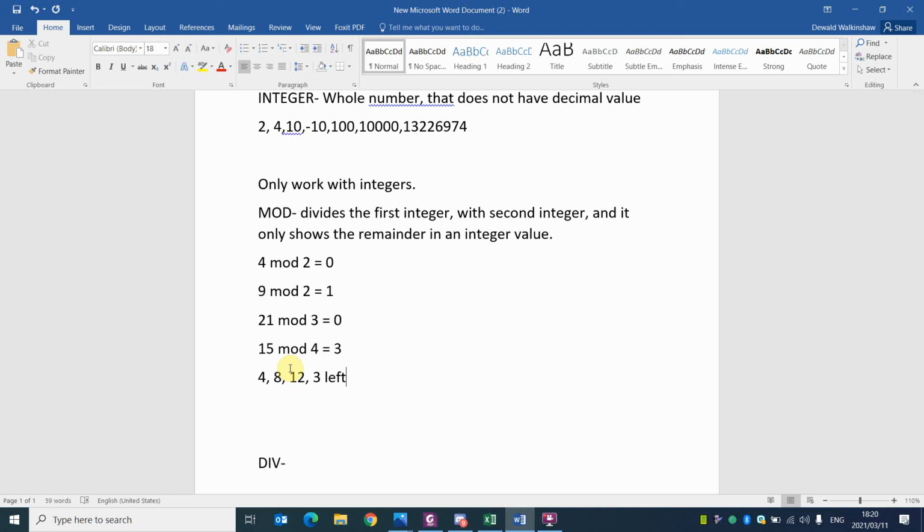So that is how mod works. It only shows the remainder. So what is left after the division?